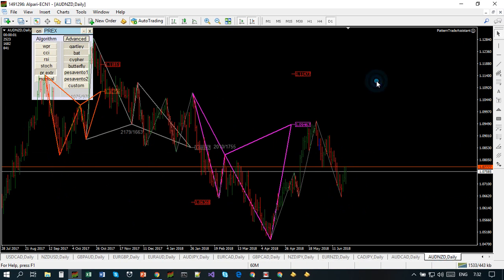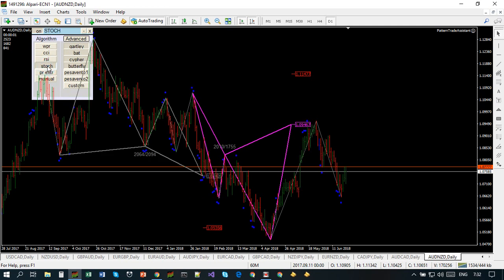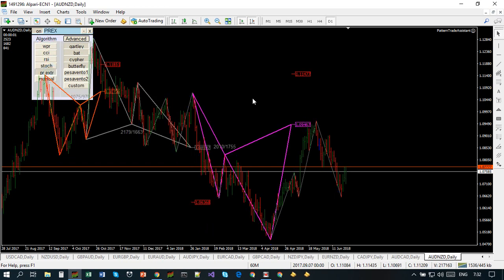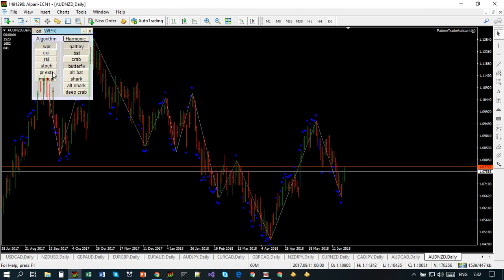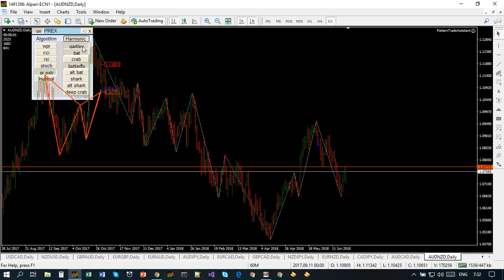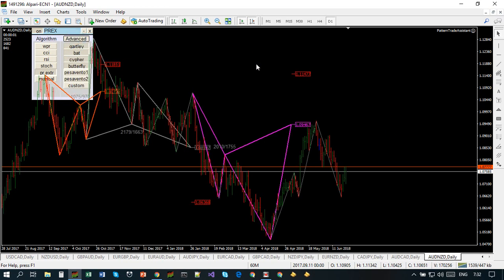Okay, let's go. Aussie New Zealand, a cipher winner. Let us see if it was an obvious pattern. Well, stochastic sees this pattern. Commodity channel, WPR, no. Only stochastic and price extremes see this pattern. Now let us switch to the harmonic approach, and the harmonic approach sees nothing. Well, that's it for today.